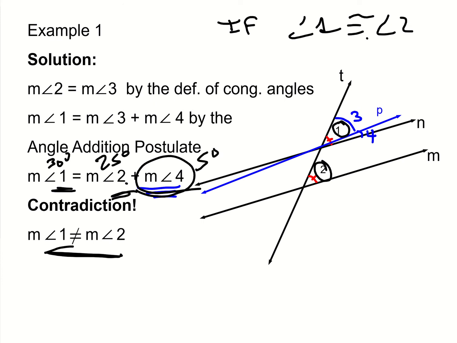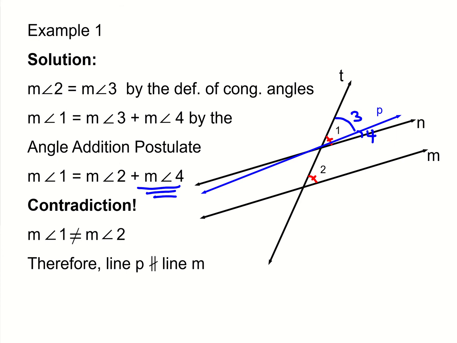But by that logic, angle 2, which is 25, is not equal to angle 1, which is 30. So therefore, they're not equal. There's a contradiction there. Now, because there's a contradiction with this statement right here, this means that there's no way that line P is parallel to line M. There's no way, which means that P is not parallel to M. It means that indeed N is actually parallel to M, which is exactly what we were trying to prove.